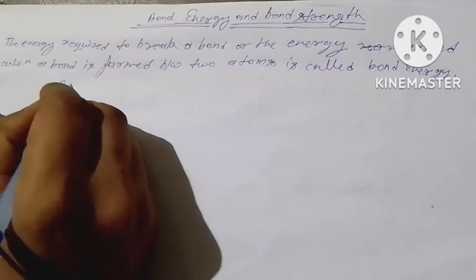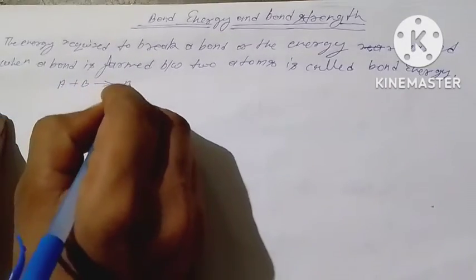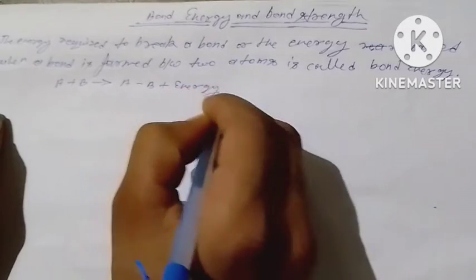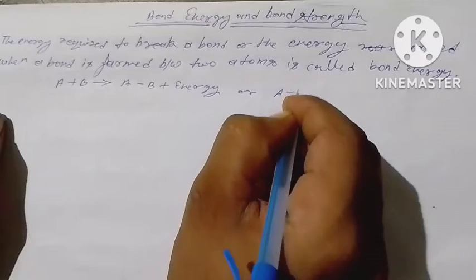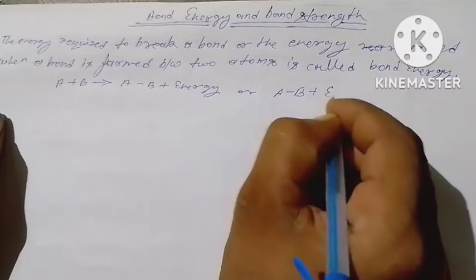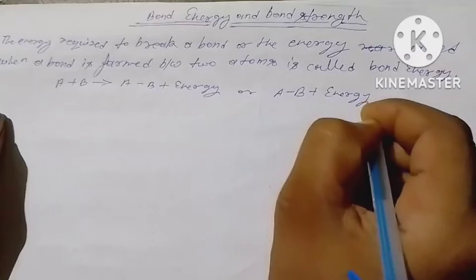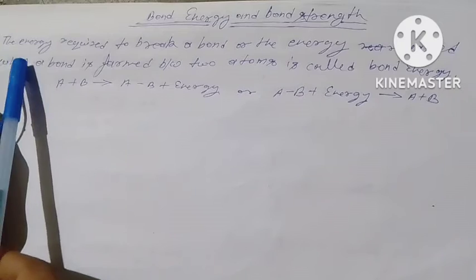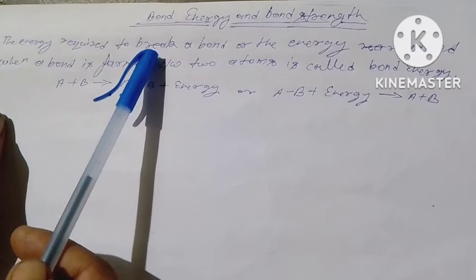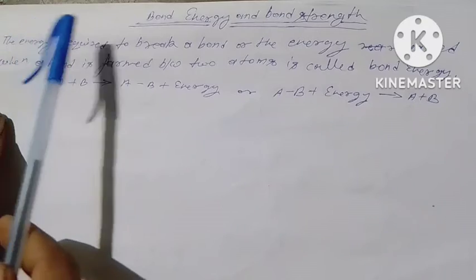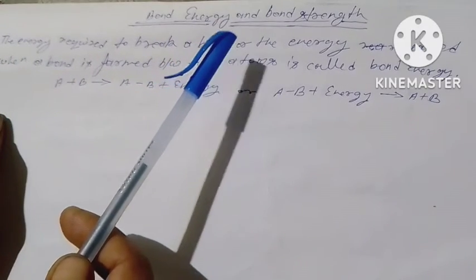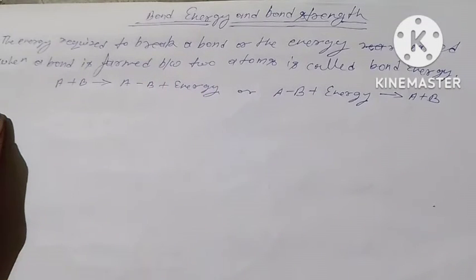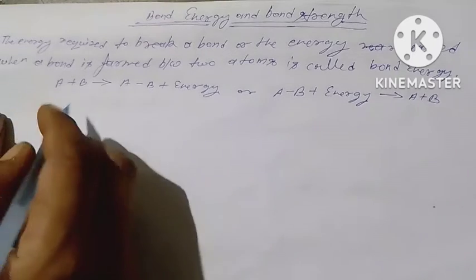A plus B gives AB plus energy, or AB gives A plus B, where energy is required to break the bond. The energy required to break a bond, or the energy released when a bond is formed between two atoms, is called bond energy.